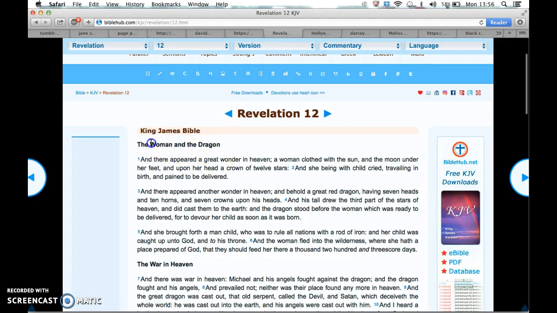So yeah, Sarah out of Labyrinth represents this woman, and then the David Bowie Goblin King character represents this dragon that comes after her.